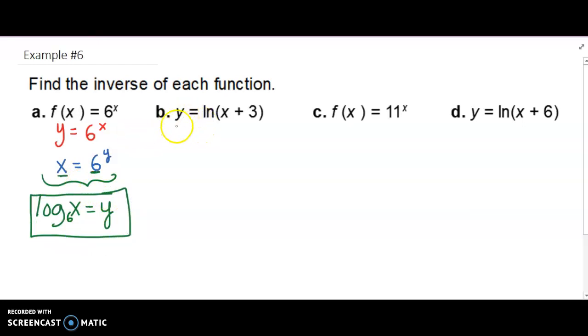All right, if I look at b, remember this is my natural log, which is also the same thing as log base e.